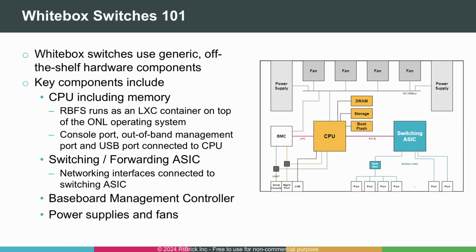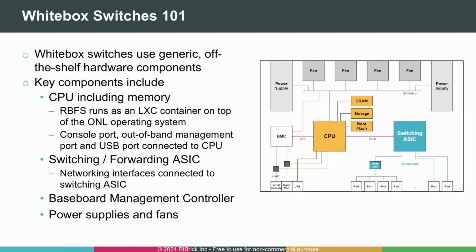The terms white box switch and bare metal switch are often used interchangeably. However, technically, a white box switch has an operating system installed, while a bare metal switch does not. A white box switch is a network device that uses generic, off-the-shelf hardware components. This approach offers flexibility and cost savings compared to proprietary hardware.